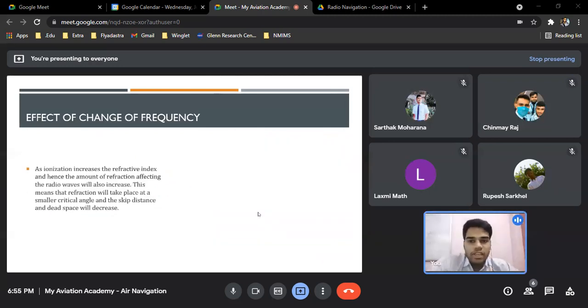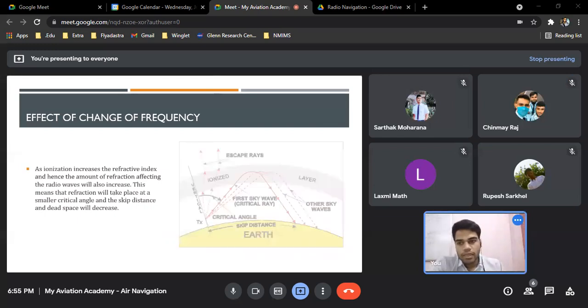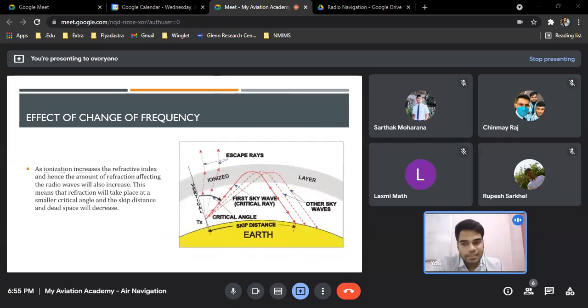The same thing, effect of change of frequency. As the ionization increases, the refractive index increases based on the density of the particular layer, and hence the amount of refraction affecting the radio wave will also increase. I've already explained this, it's written in the book. This means that the refraction will take place at a smaller critical angle, and the skip distance and the dead space will decrease. We're talking about the ionization here.